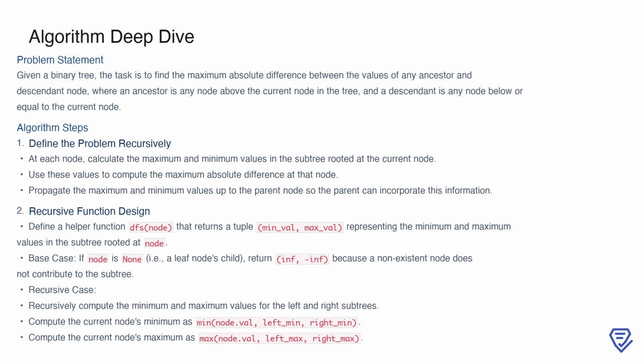To solve this problem, the goal is to find the maximum absolute difference between the values of any ancestor and descendant nodes in a binary tree. An ancestor is any node that lies above the current node in the tree, while a descendant is any node that lies below or is equal to the current node. The key to solving this problem is to approach it recursively.